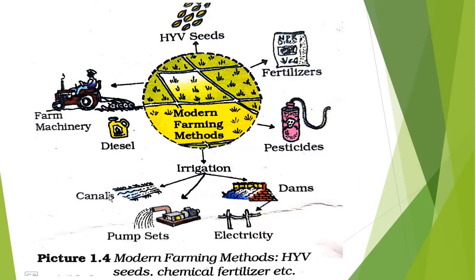Now Green Revolution is very much associated with modern farming method. There are 5 requirements of modern farming method. This is a very important part, always remember this. The 5 requirements are high yield variety seeds, and the second one is fertilizers, the third is pesticides, fourth one is irrigation. A system of irrigation was required.